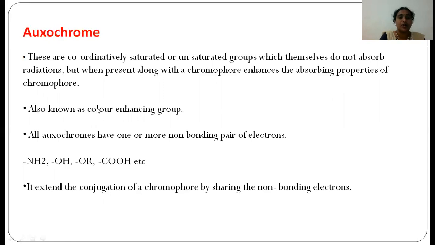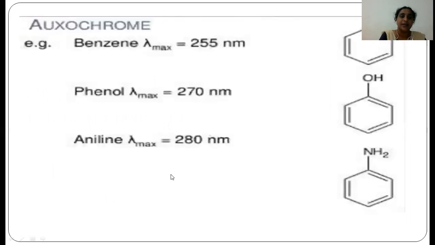Also, this oxochrome is also called a color enhancing group. Examples of oxochromes are the amine group, OH group, acid group, and alcohol group. These groups generally won't directly absorb light in the ultraviolet or visible radiation. But whenever they are attached to a chromophore, they absorb the light, enhance the absorption wavelength, and also enhance the coloring.